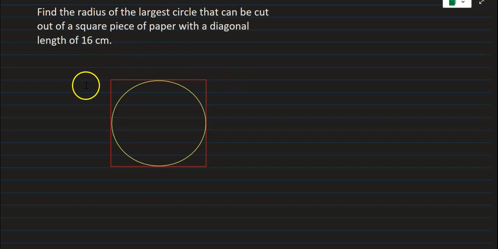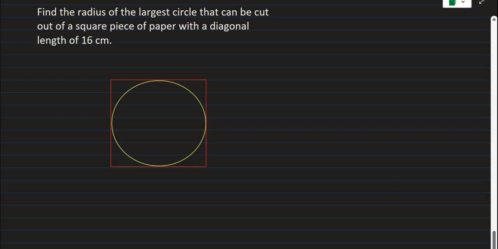So I drew this diagram. It may not be a perfect square and it may not be a perfect circle inside, but here it is. So the idea is that we have this red outline of a square piece of paper, and if this square piece of paper has a diagonal of 16 centimeters, what would be the radius of the largest circle that we can actually make out of this square piece of paper? That means cutting out these corners.